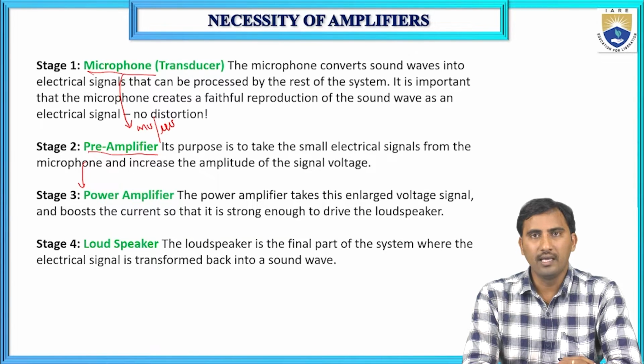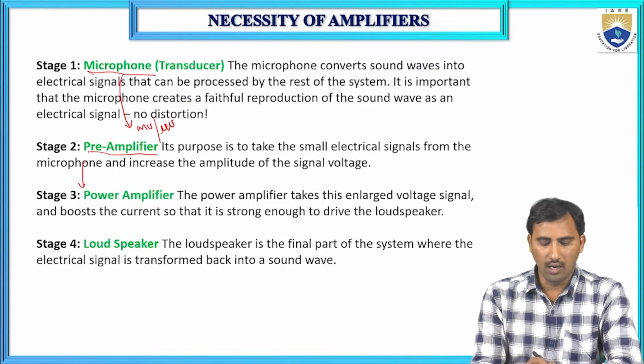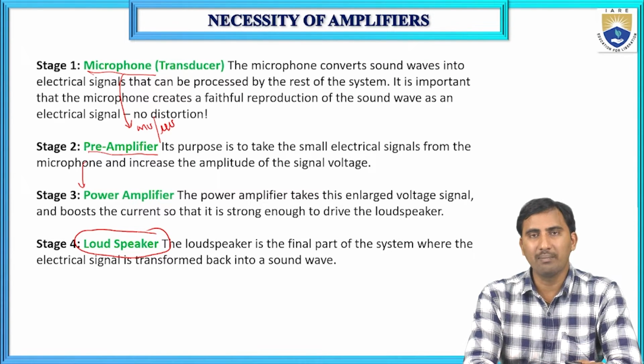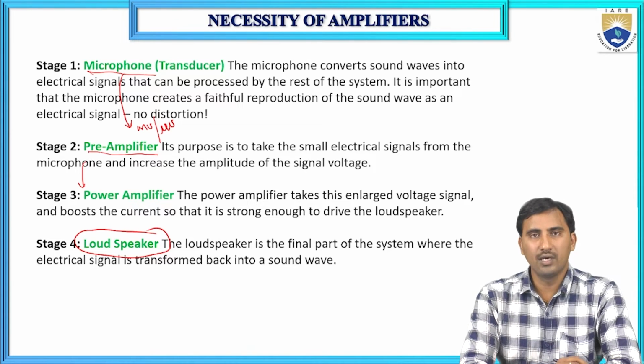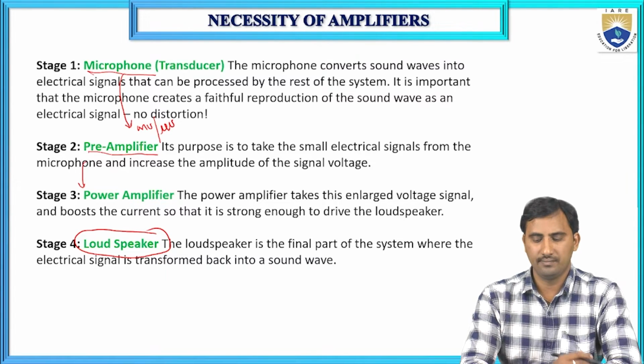The power amplifier will increase the current level, and finally the output signal we give to the loudspeaker. After increasing the power level of the given input signal, we apply it to the loudspeaker. The loudspeaker converts the electrical signals into voice signals. In this way, finally we are retrieving the original audio signal.